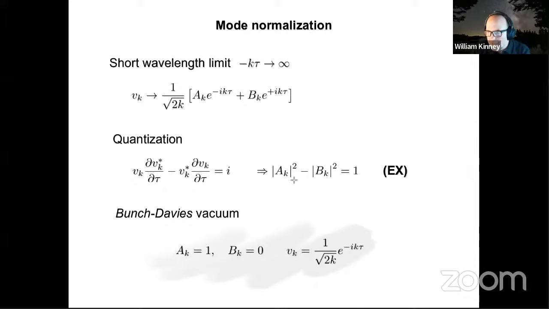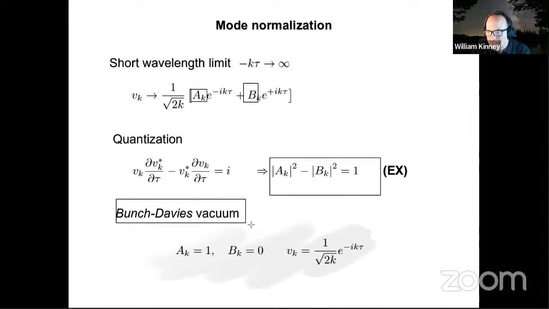So now what we have is one boundary condition, which is just quantization, which fixes the relative amplitudes of these coefficients A and B. And the second one is we select a vacuum state. This is another arbitrary thing that we assume. What we're going to assume is that at short wavelengths, this thing acts like a usual Minkowski space vacuum wave function from the point of view of a co-moving observer.